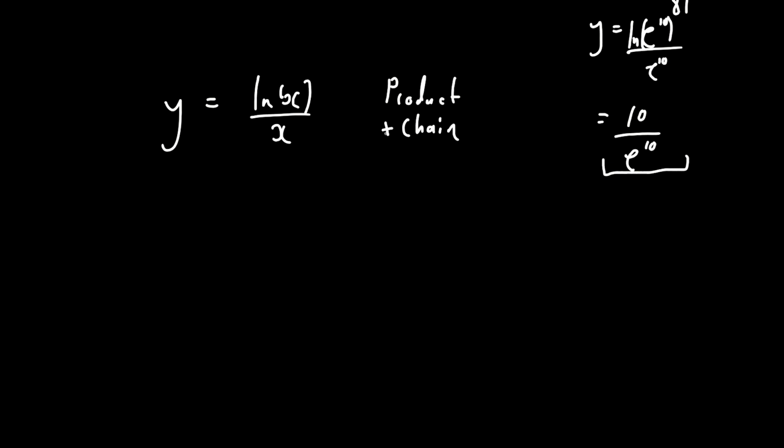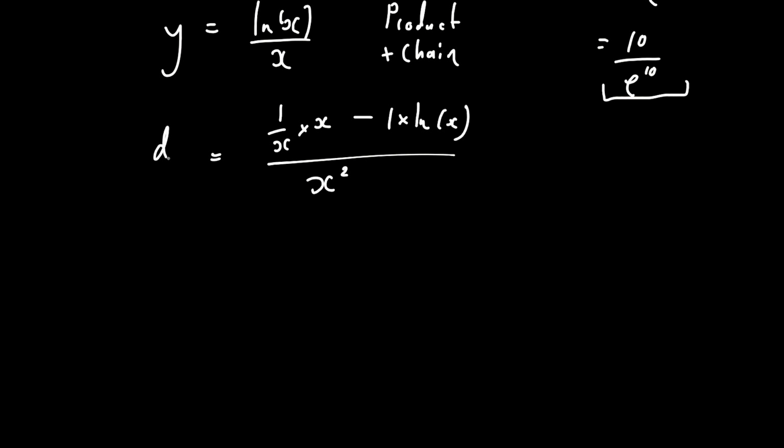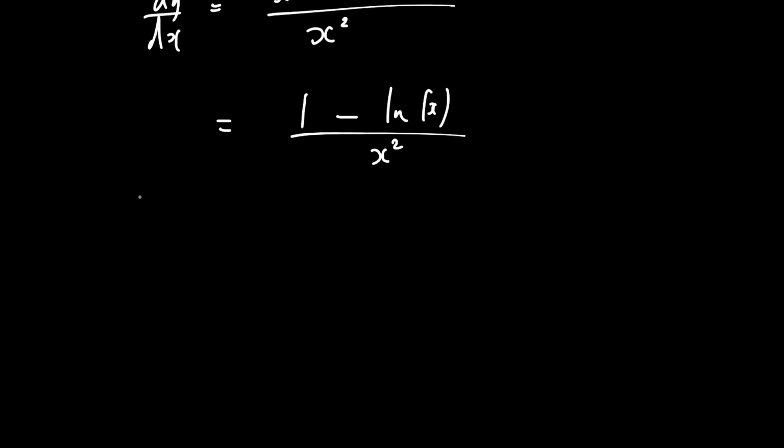But I find it quicker to use the quotient rule. It's simply squaring the denominator, differentiating the first function and multiplying by the second function, then subtracting the derivative of the function in the denominator multiplied by the numerator. So this would be dy by dx, and if we simplify this, we get 1 minus natural log of x over x squared, and then we just set dy by dx to equal 0.